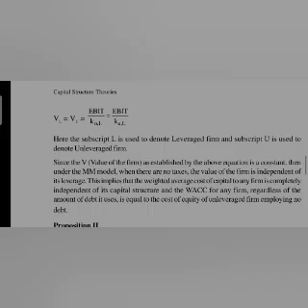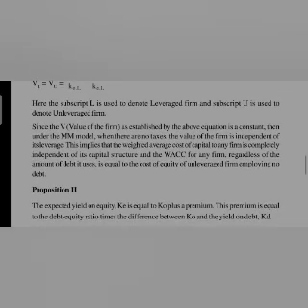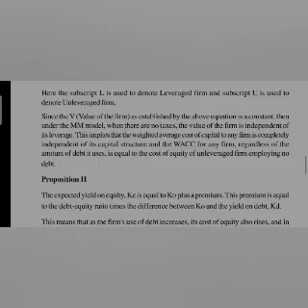VL is equal to VU, which is EBIT upon K0. VU is equal to EBIT upon KE. Here the subscript L is used to denote the leveraged firm, and the subscript U is used to denote the unleveraged firm. Since the value of the firm as established by the above equation is a constant, then under the model, where there are no taxes, the value of the firm is independent of its leverage.